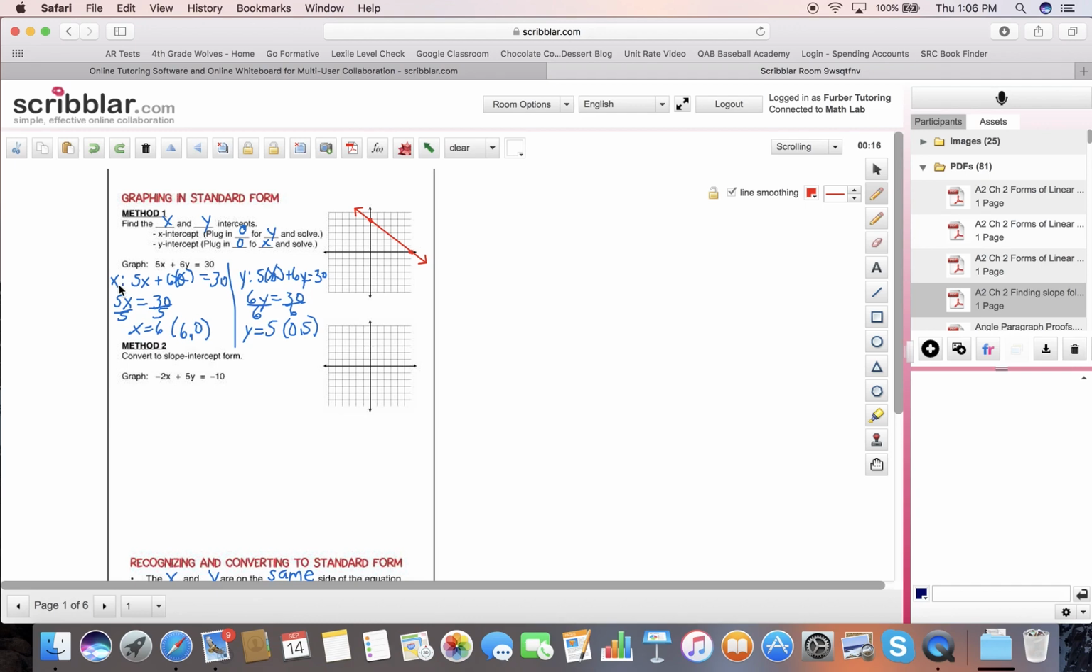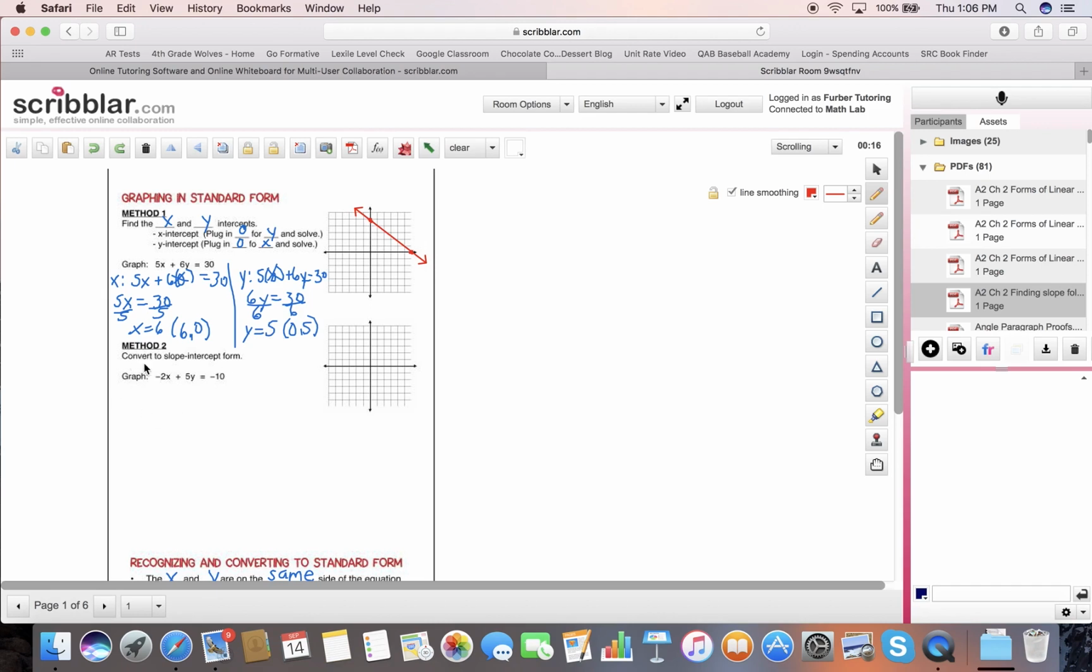So to find the x-intercept, we plug in a 0 for the y, which in this case is 6y. So we plug in a 0 there, and we get that x equals 6. So it's going to touch the x-axis at 6. And then the y-intercept we are going to find by putting in a 0 for the x. And we found out that y equals 5, so we're going to touch the y-axis at 5. Once we have those 2 points, we can automatically graph the line.